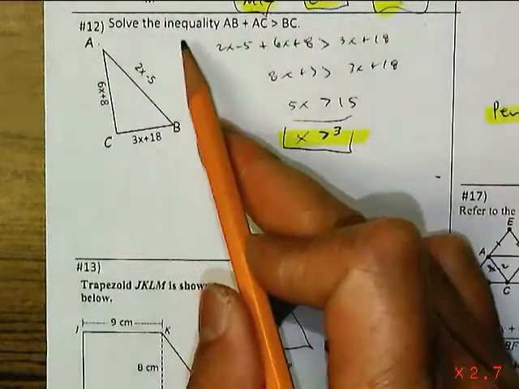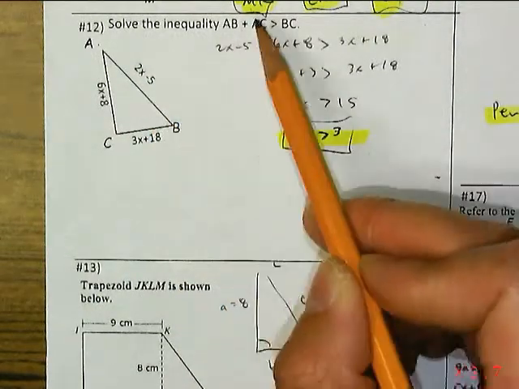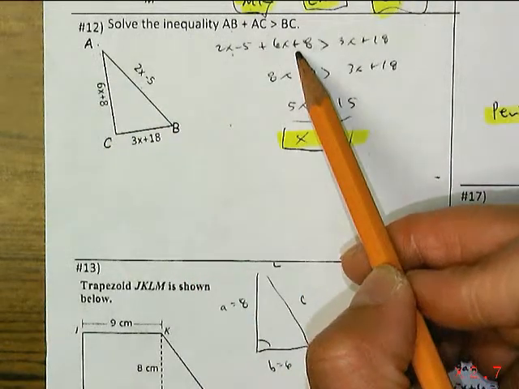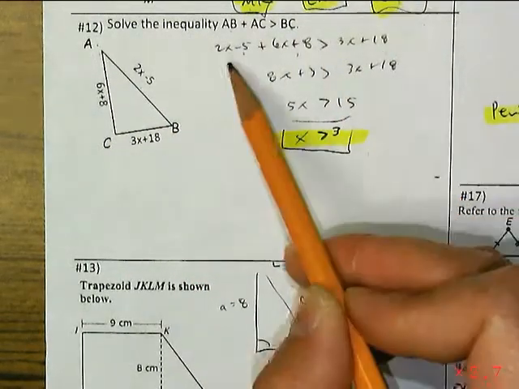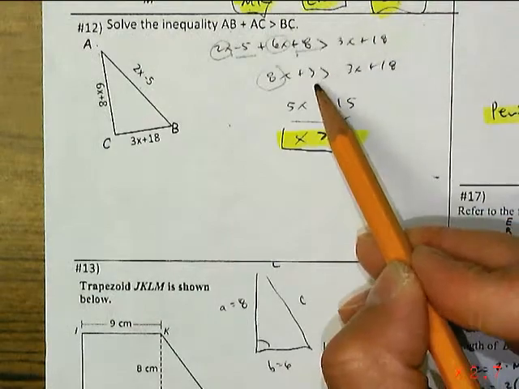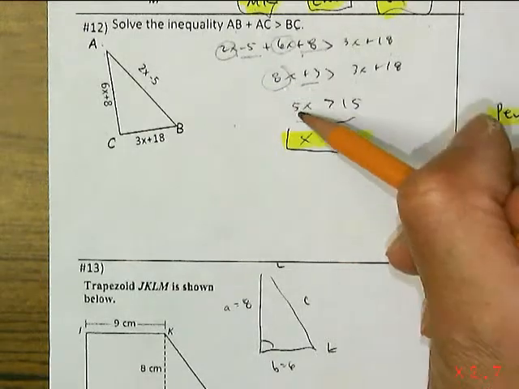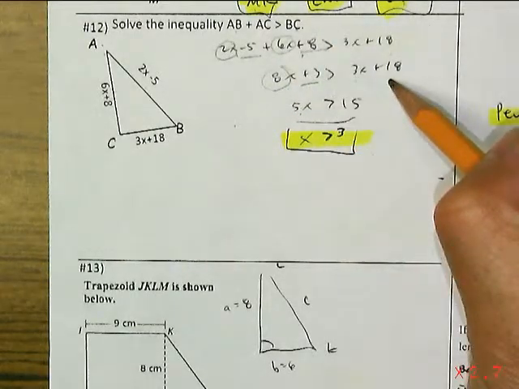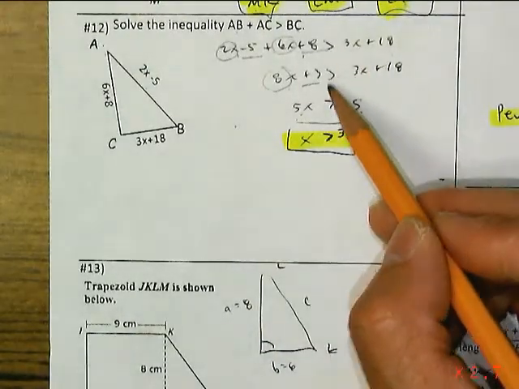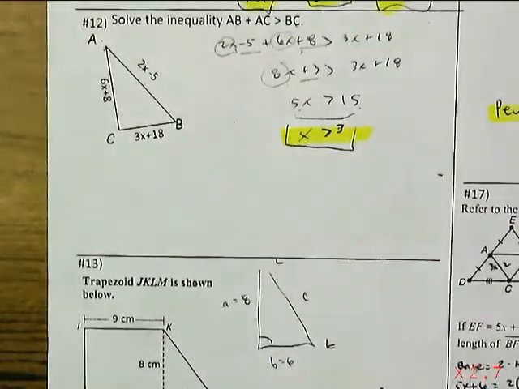Question number 12, solve the inequality AB plus AC is greater than BC. So you just take the value, so this is AB, substitute in there. AC is 6x plus 8, and BC is 3x plus 18. Combine like terms on this side, so that's 9x. Negative 5 and a positive 8 gives me a positive 3. I'm going to subtract 3x from both sides. That gives me 6x. Subtract 3 from both sides. That gives me 15. Divided by 5, x is greater than 3. Remember, you don't need to flip the inequality sign unless you multiply or divide by a negative. I also took off a point if you left the inequality as an equal sign.